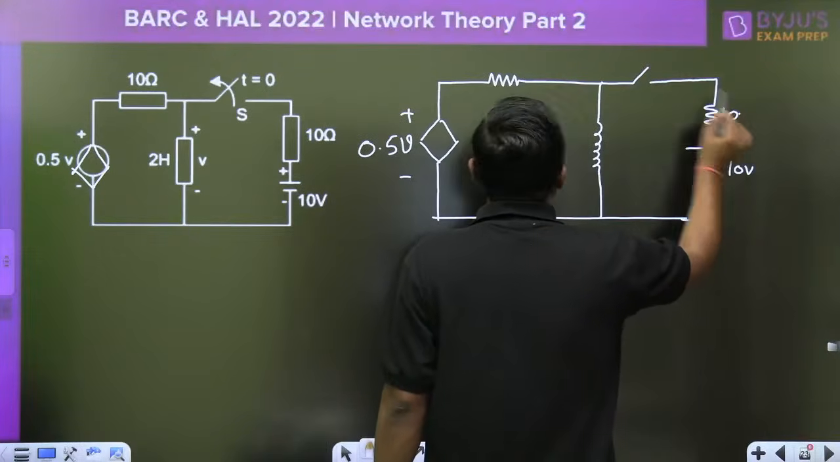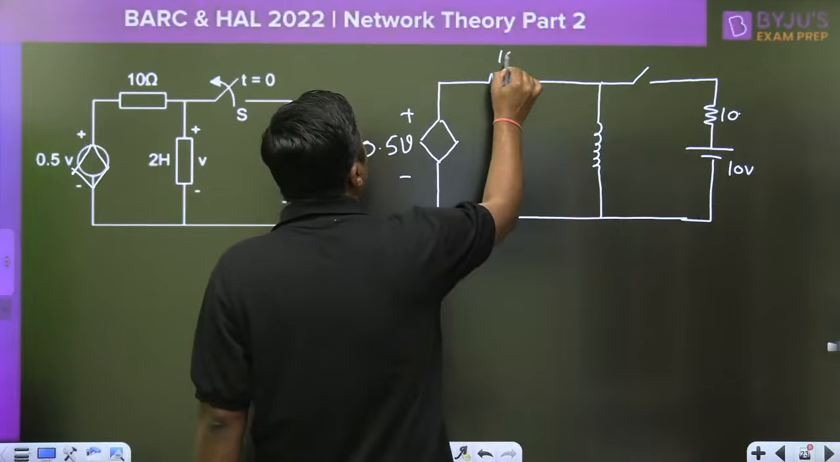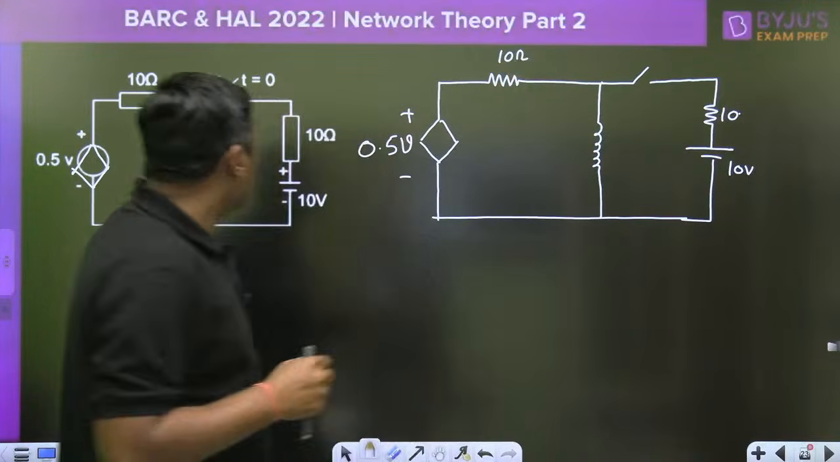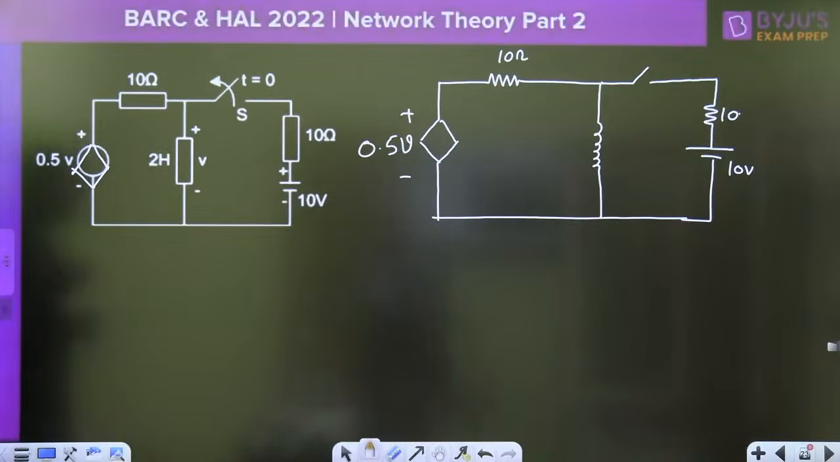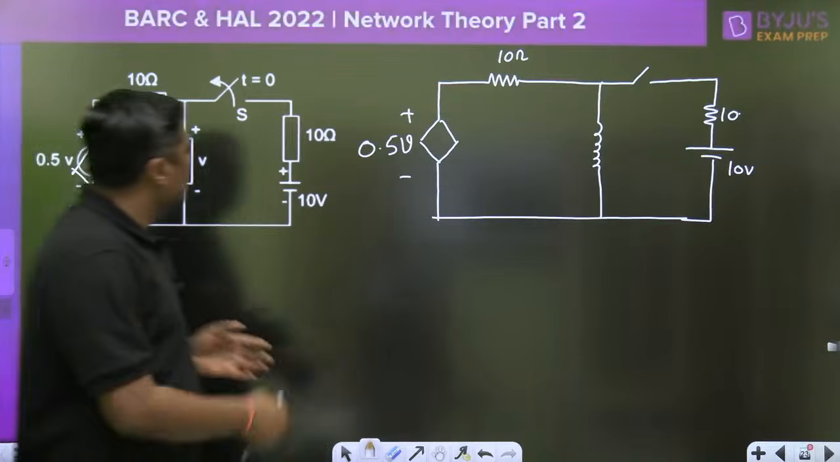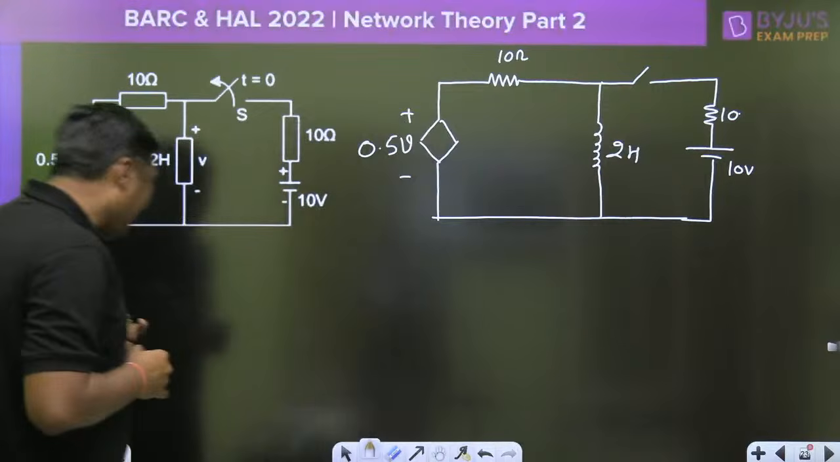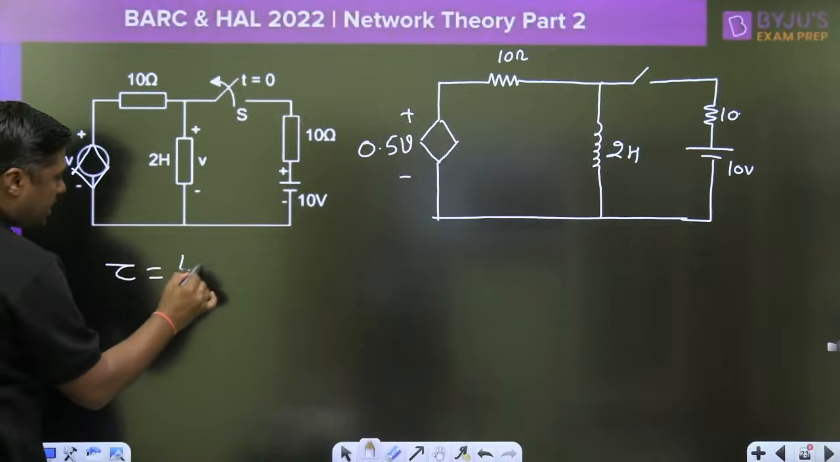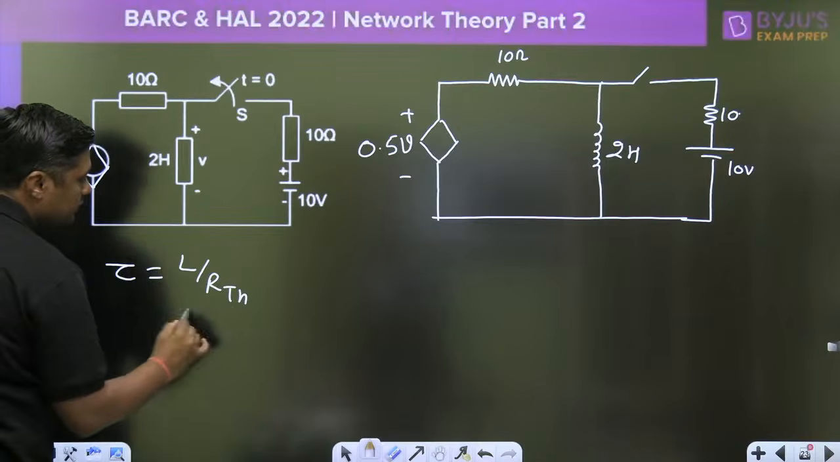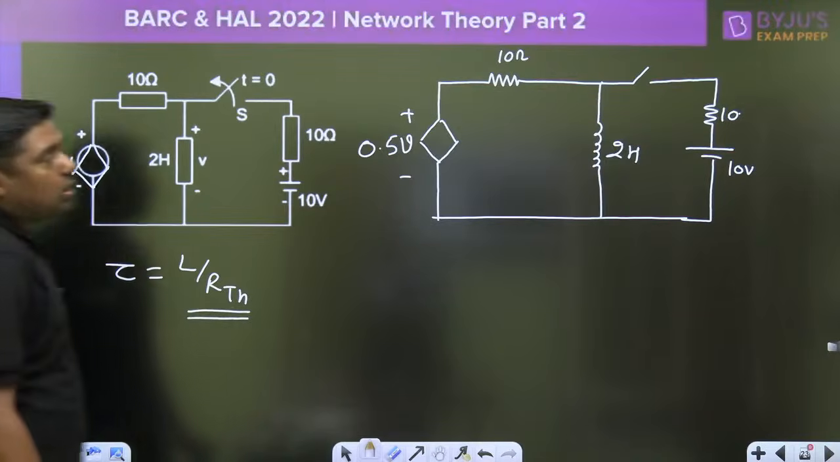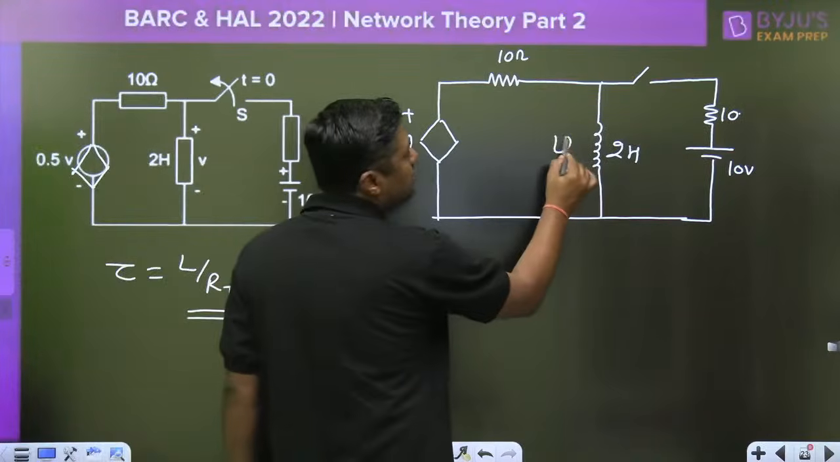Now this is the 10 ohm resistor. Okay. Now if that is the question, then try to understand this concept. This is the 2 Henry. How can we calculate the Thevenin's L by RTH? We are having the voltage V here.